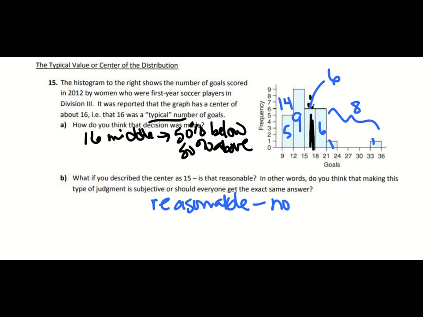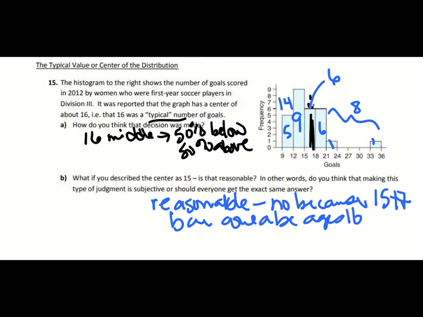But no, because the 15 to 17 bar could also be ages 16 or 17 in addition. So it's reasonable, but it also could be in addition to 15 years old. So it's reasonable, but it also could be 15 to 17-year-olds for that.